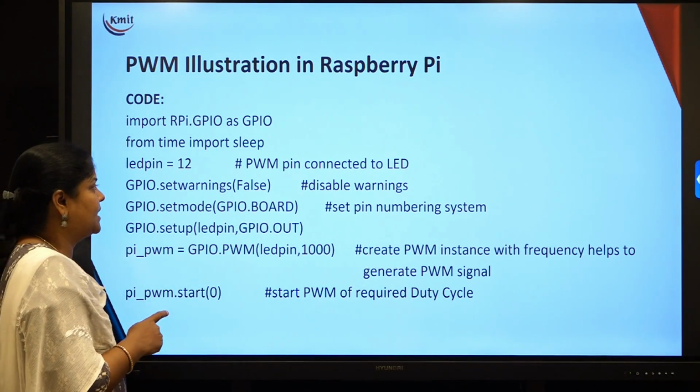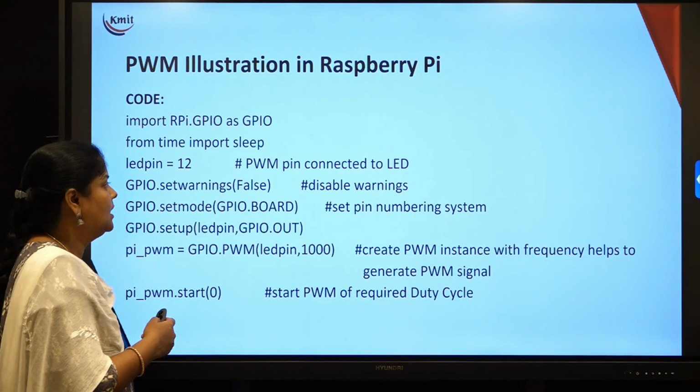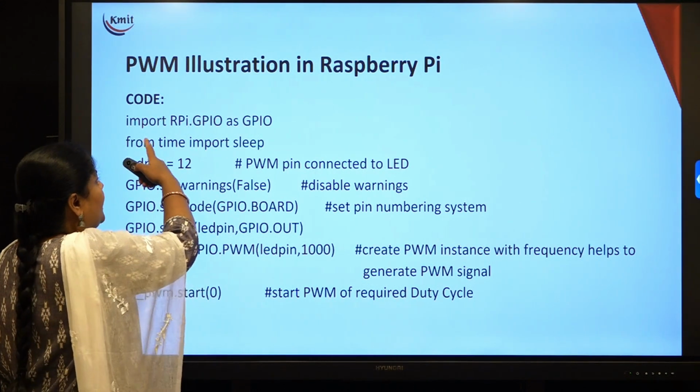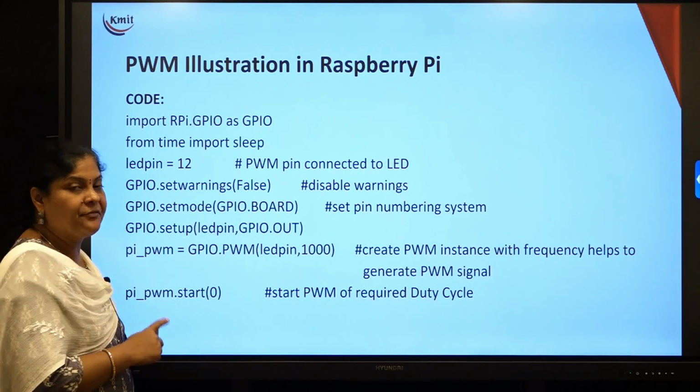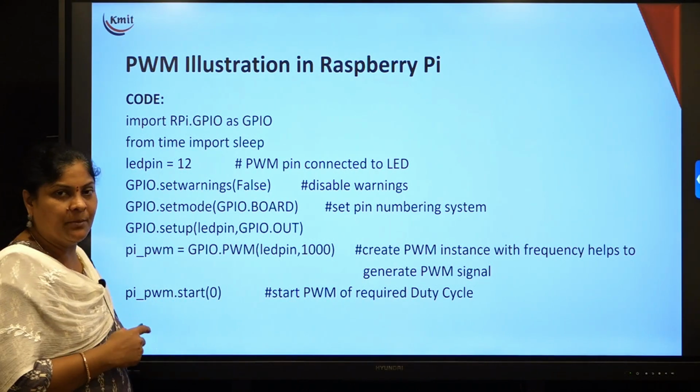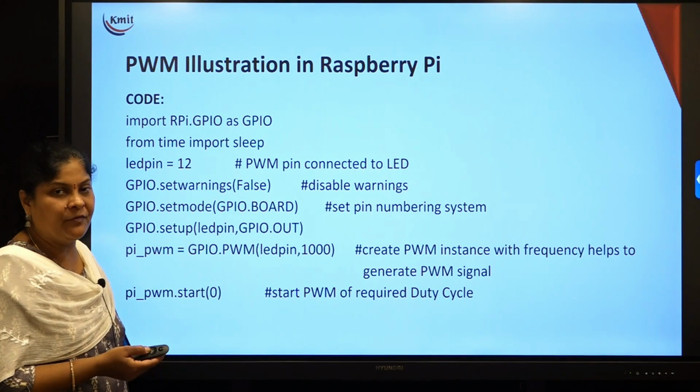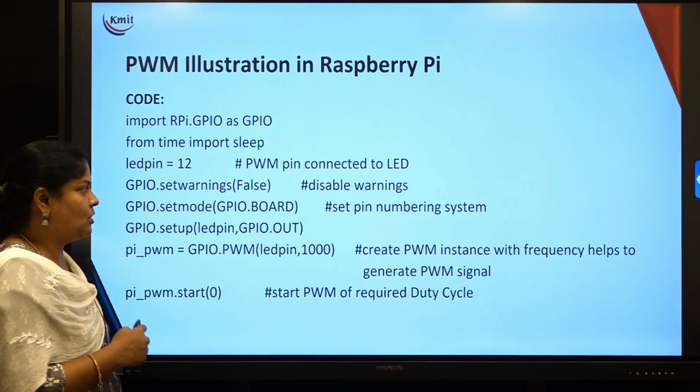So, pulse width modulation, it is going to take the analog signals. So, for that you are writing the same code, but here the difference is that using the pulse width modulation pins, you can increase the brightness of LED or decrease the brightness of the LED.